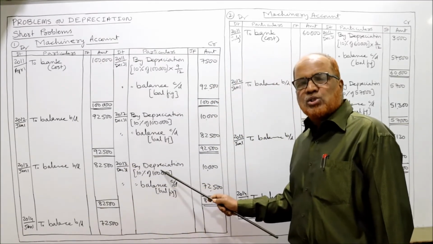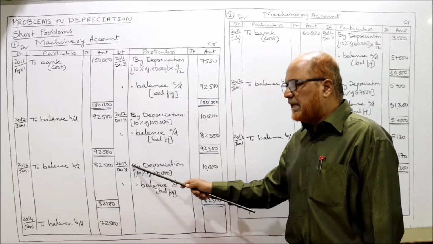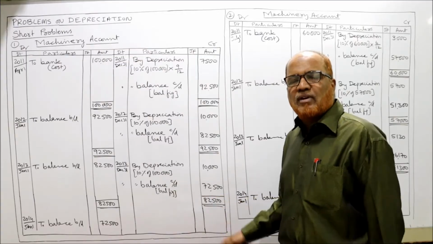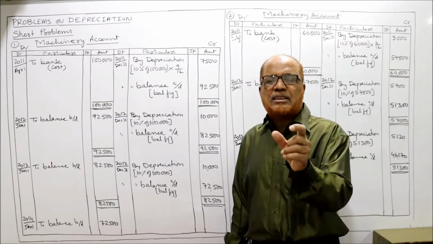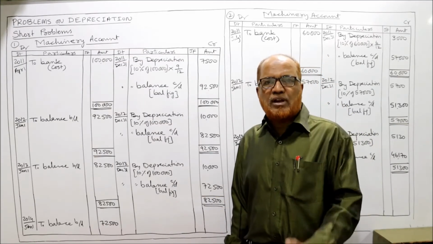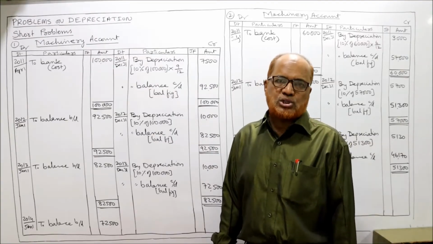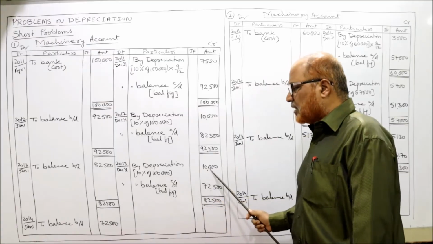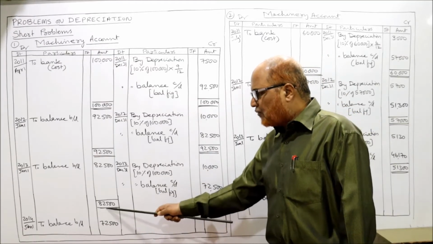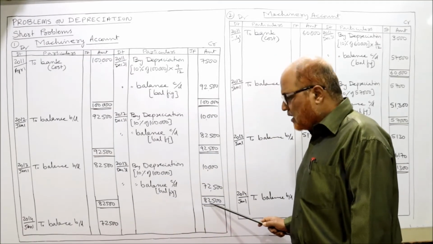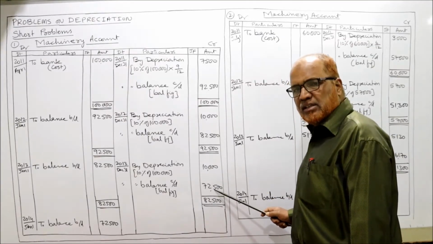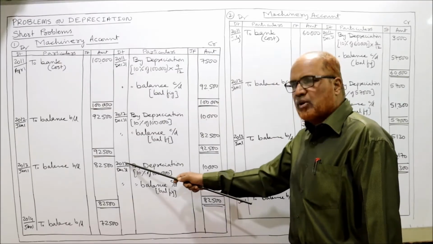Now again we close the year, 31st December 2013, by depreciation. Same depreciation, 10% of 1 lakh, because in the straight line method the annual depreciation will remain the same on original cost. What is the original cost? 1 lakh. So 10% of 1 lakh, 10,000. Now take the total, 82,500, on both the sides. Now 82,500 minus 10,000, 72,500. This is the closing balance on 31st December 2013.